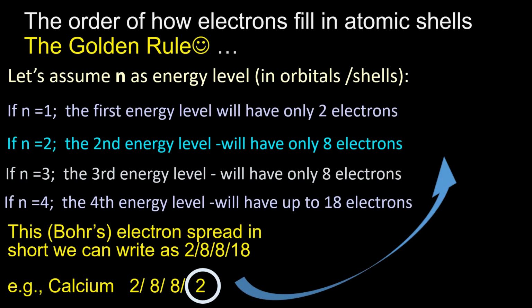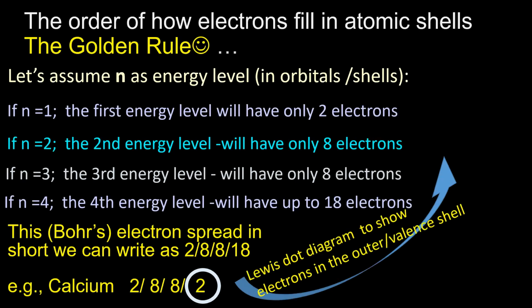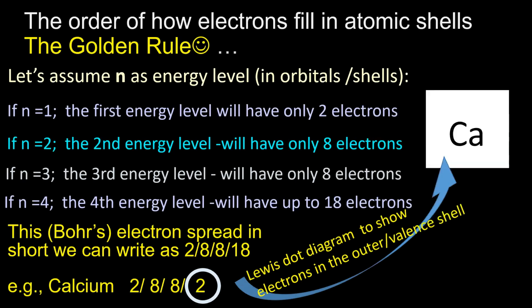I'm going to draw this arrow, and what we are going to do is look at the electrons in the outer shell to draw Lewis dot diagrams, right? So the outer or valence shell. In the case of calcium, you need to write calcium first at the center, and then put the number of electrons in its outer shell. Of course, here it is 2 dots, 1 dot, another dot.